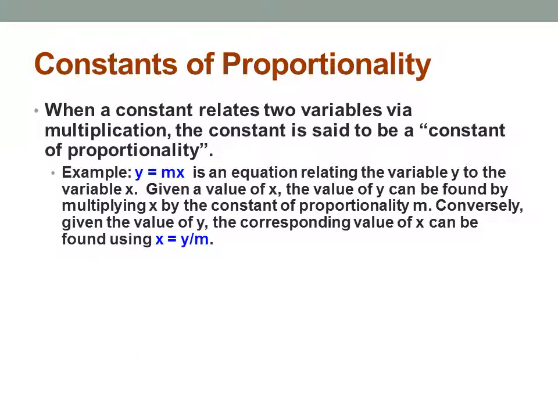Constants of proportionality. When a constant relates two variables via multiplication, the constant is said to be a constant of proportionality. An example is y equals mx, an equation relating the variable y to the variable x. Given a value of x, the value of y can be found by multiplying x by the constant of proportionality m. Conversely, given the value of y, the corresponding value of x can be found using x equals y divided by m.